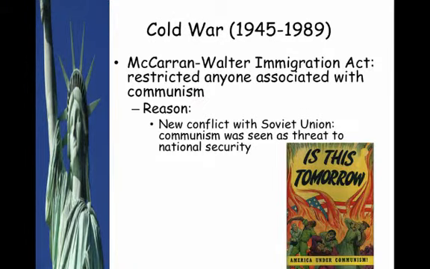The Cold War. Two things we're going to write down for the Cold War. There's another slide dealing with it. The McCarran-Walter Immigration Act. This was passed in 1952. It restricted anyone associated with communism or radical political ideas from coming to America. Why did we care about this? Because our new conflict was with the Soviet Union. Communism was the enemy. It was the complete opposite of our economy, the complete opposite of our political system, and it was seen as a threat to our national security, as this little picture down here shows you.